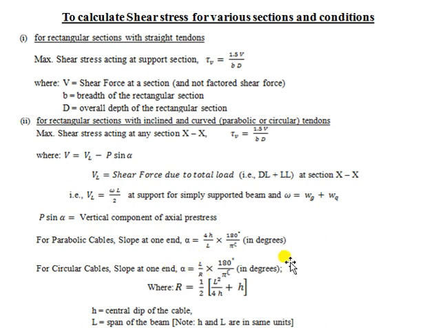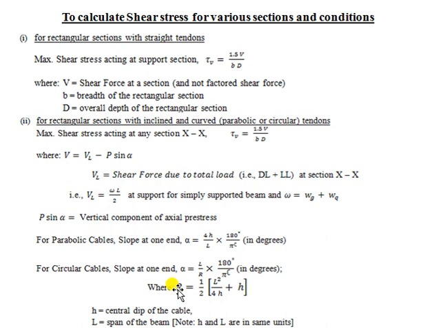So while solving the problems, we will calculate the value of slope in terms of radian. Hence, it is sufficient if you remember 4h by L for parabolic cable and L by R for circular cable. And here R is equal to the radius of a cable. If the radius of a cable is not given, then we can calculate the radius of the cable using the formula 1 by 2 into L square by 4h plus h. So we are going to use this equation when the radius of the cable is not given.